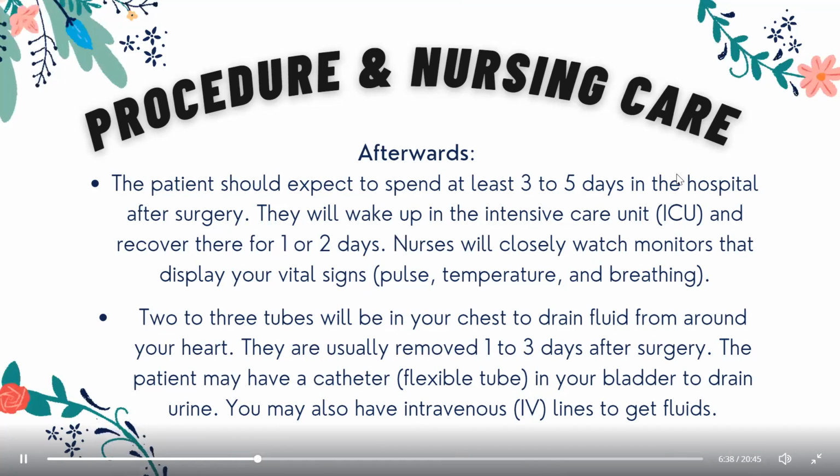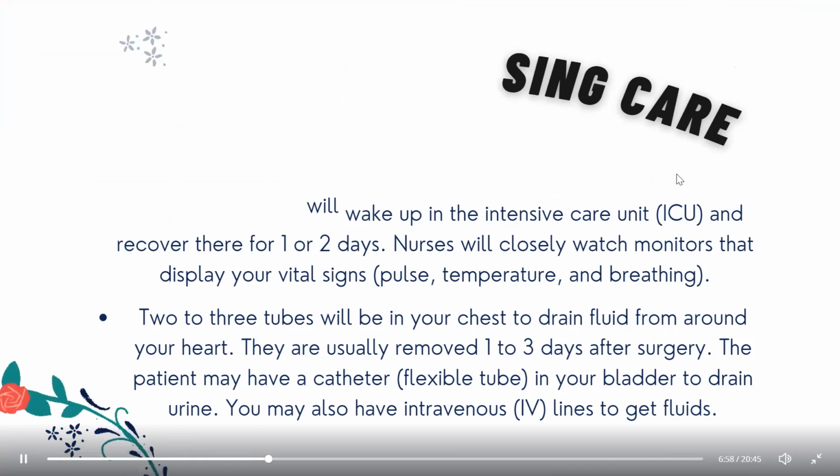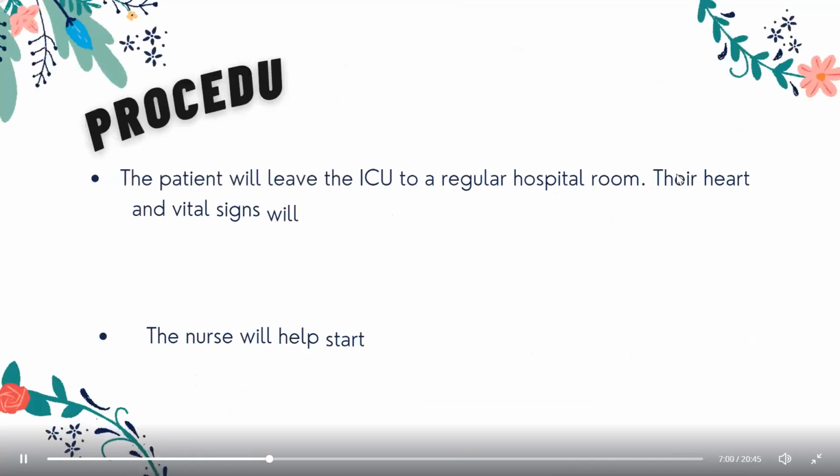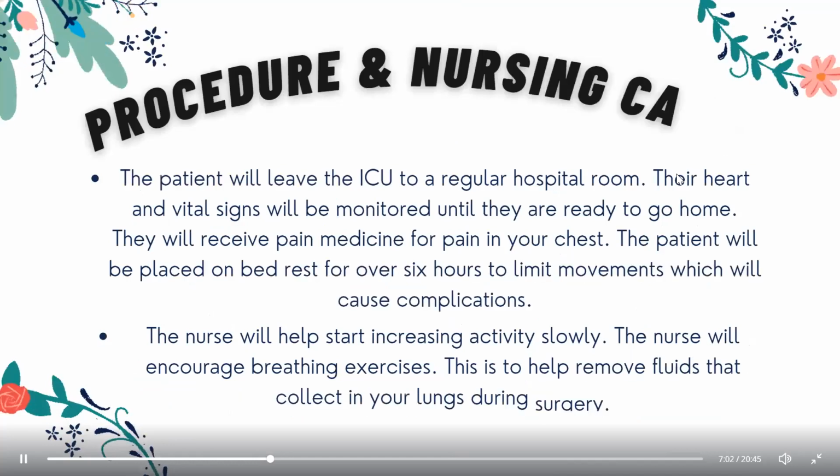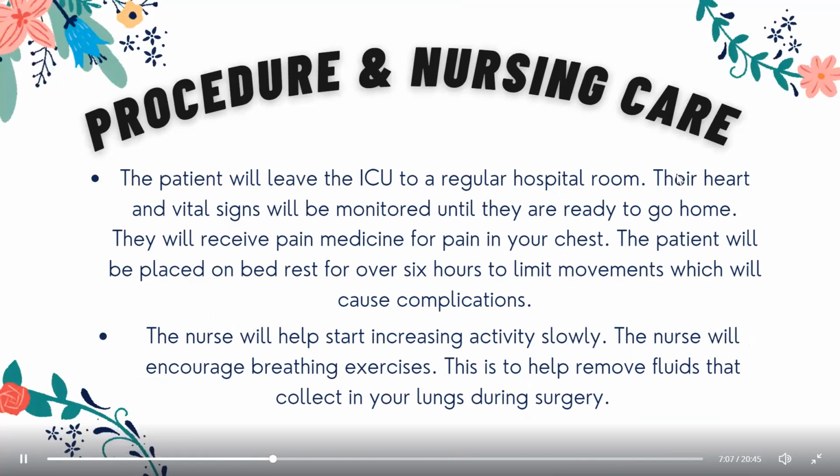Nurses will closely monitor vital signs such as temperature, respiratory rate, and pulse rate. 2 to 3 tubes will be placed in your chest to drain fluid from around your heart. They are usually removed 1 to 3 days after the surgery. The patient may have a catheter in the bladder to drain urine and IV lines to deliver fluid and electrolytes. The patient will leave the ICU to a regular hospital room.